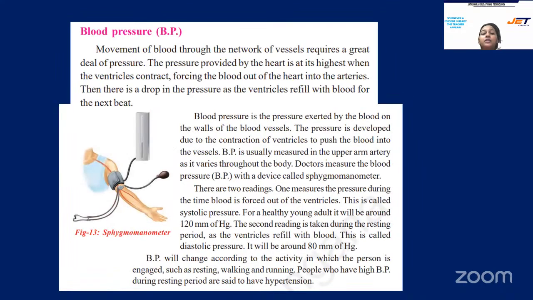Blood pressure. What is blood pressure? Blood pressure is the pressure exerted by the blood on the walls of the blood vessels. This pressure is developed due to the contraction of the ventricles, that is known as systole, and relaxation of the auricles, that is known as diastole. This you have to keep in mind. For a healthy young adult, systolic pressure is around 120 mm of Hg, and at relaxation, the diastolic pressure is around 80 mm Hg.